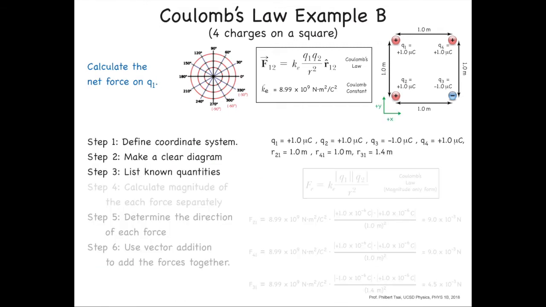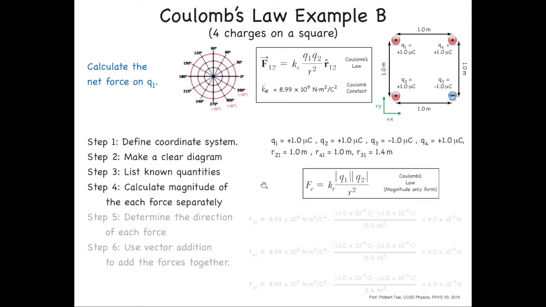Okay, so again, I think it's a good idea to list all the known quantities plus the one we've now just calculated, right? And the next step is going to be to calculate the magnitude of each one of these force pairs individually, right? So first, the force on charge 1 due to charge 2. Plug in our Coulomb's constant. Charge 1 is 1 microcoulomb, 10 to the minus 6. Charge 2 is plus 1 microcoulomb as well, and they are separated by 1 meter. And plugging the numbers into your calculator, you get 9 times 10 to the minus 3.